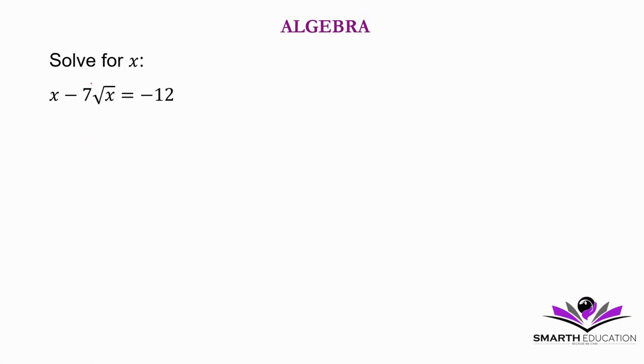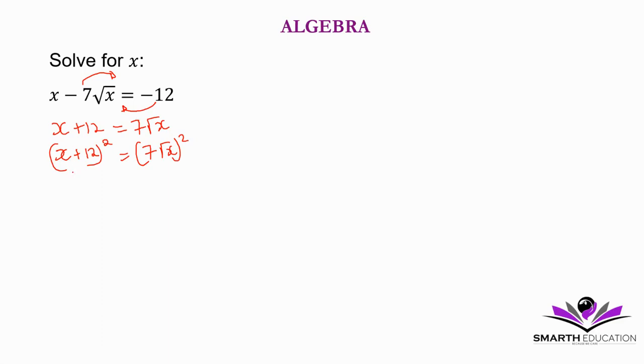So what we do, we can transpose 7 root x to the right hand side and transpose negative 12 to the left hand side. And then what we have, x plus 12 is equal to 7 root x. So now we've isolated the term with the set. Now we can square both sides of the equation. So it's x plus 12 squared is equal to 7 root x squared.